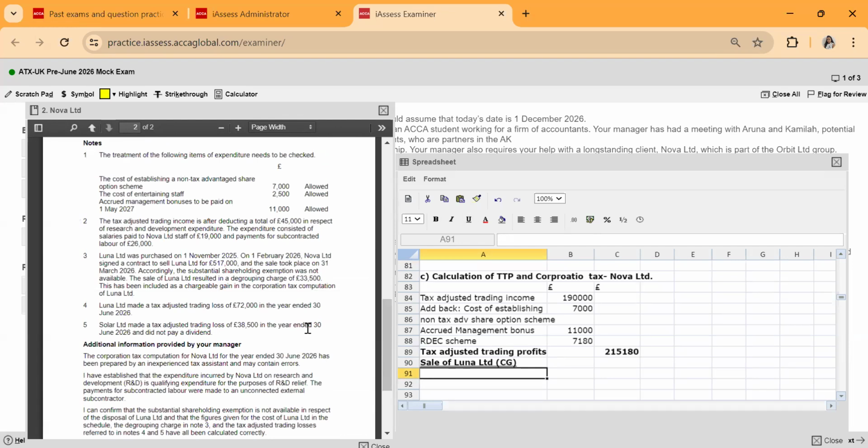Third note says Luna Limited was purchased on 1st November 25. On 1st February 26, Nova Limited signed a contract to sell Luna Limited for 517,000. I will just do it in the bracket as it is said. 517,000 is the proceeds. And the sale took place on 31st March 26. Accordingly, the substantial shareholding exemption was not available. The sale of Luna Limited resulted in a degrouping charge. Degrouping charge will increase the gain. So that is not done. We need to increase it. So here I will add 33,500 also, and I will reduce the cost. Clear?